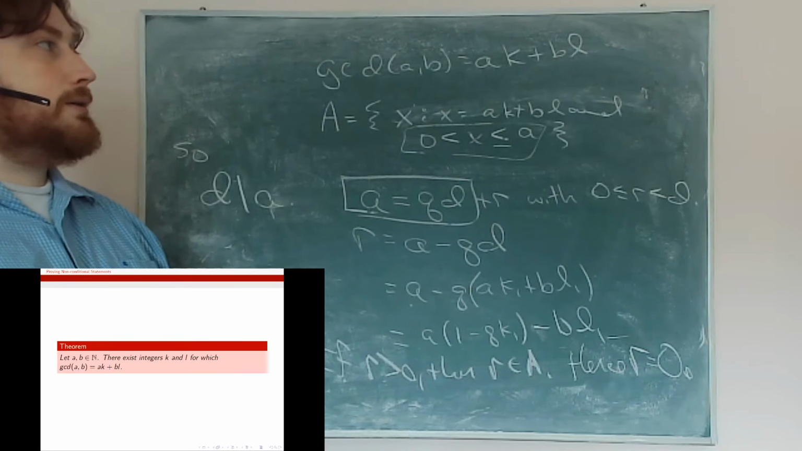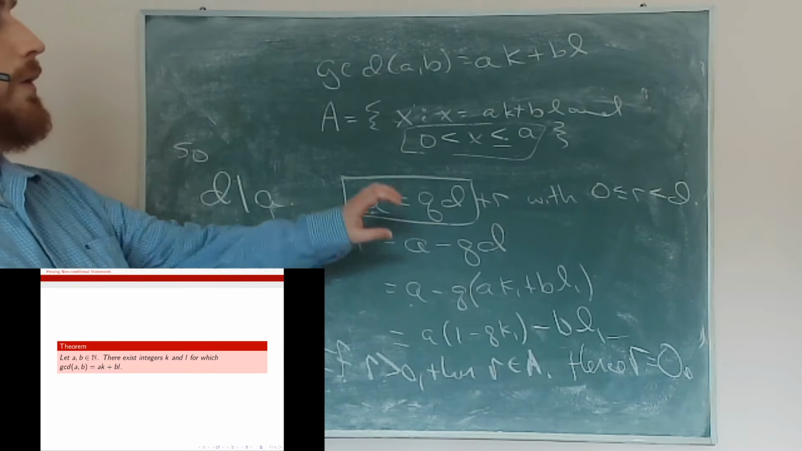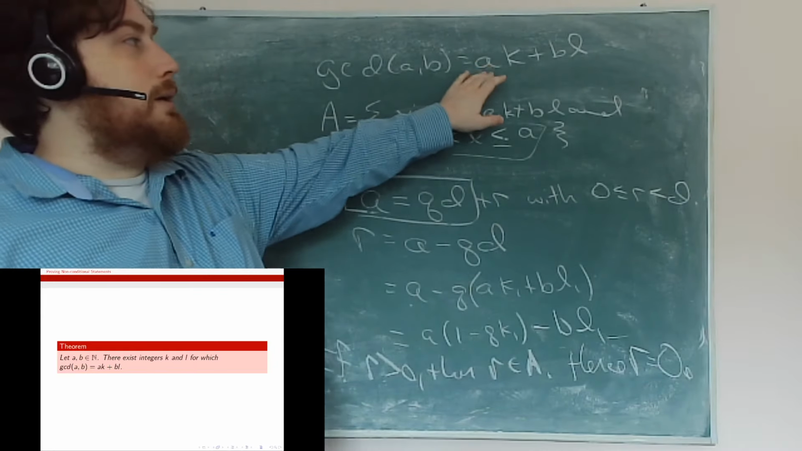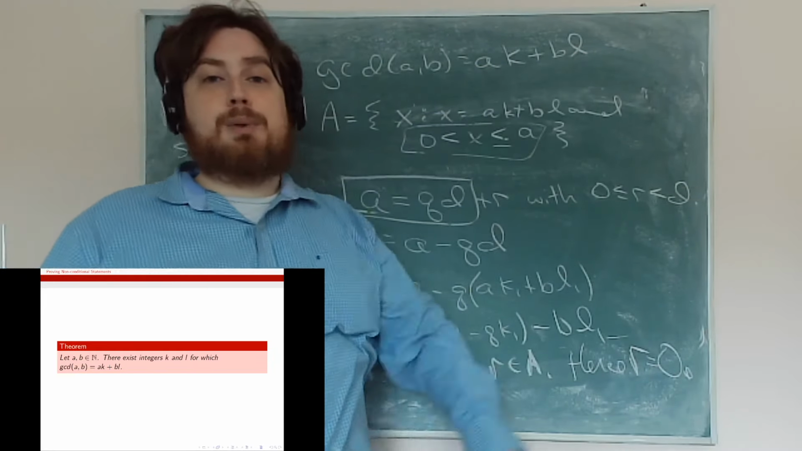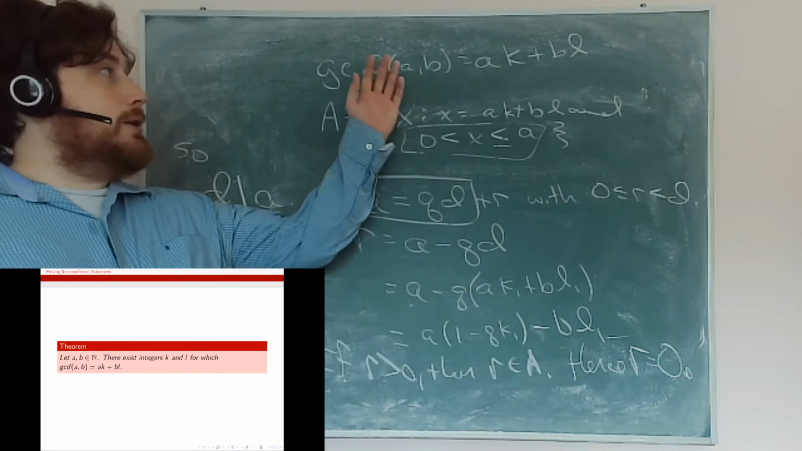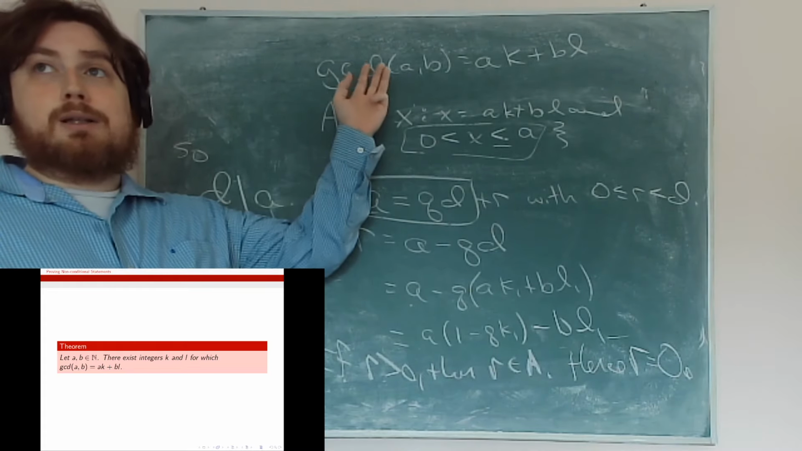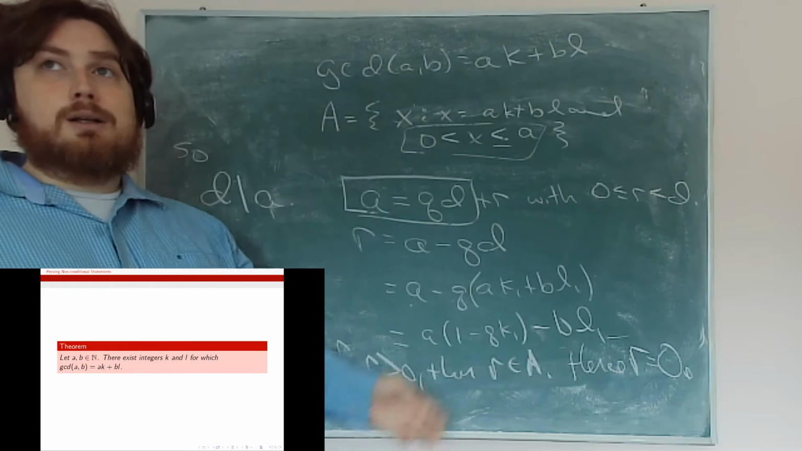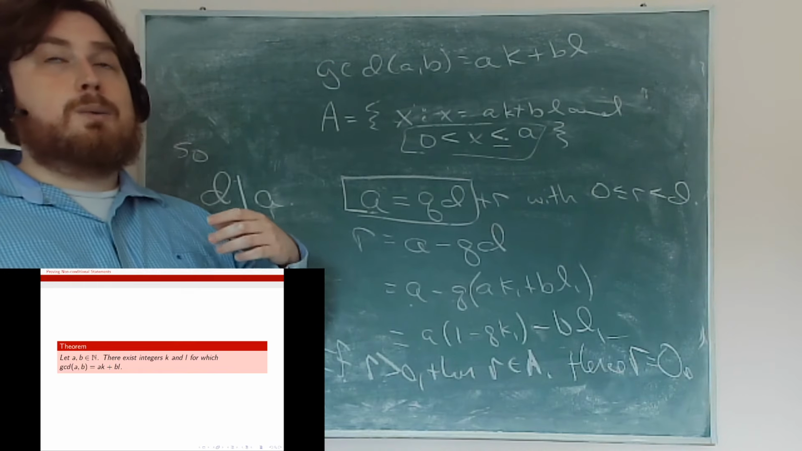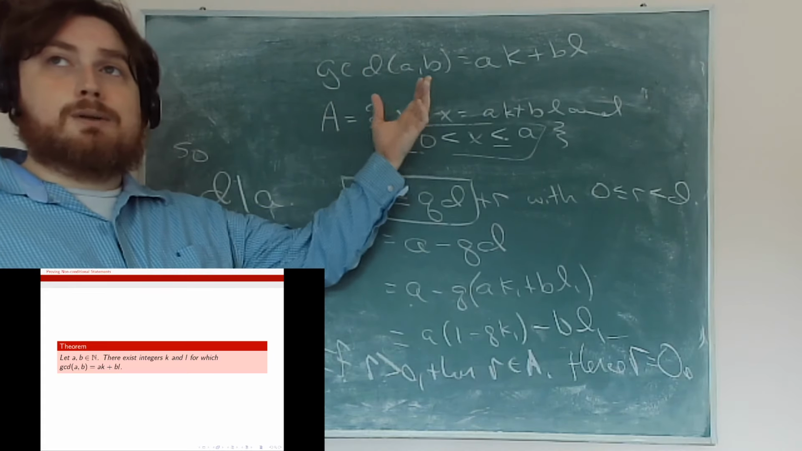So if I combine that all together, the goal was to show that I can write the greatest common divisor of a and b as a times an integer plus b times an integer. To begin with, we had to show that the greatest common divisor existed and was unique. That is, it's a well-defined thing. So I'm not just making stuff up. We found that the greatest common divisor of a and b had to exist and had to be unique.